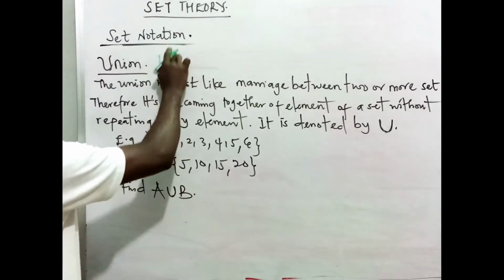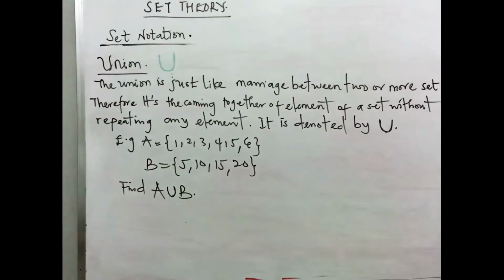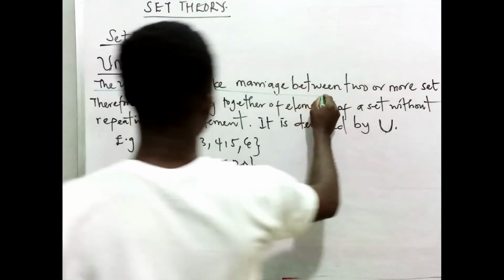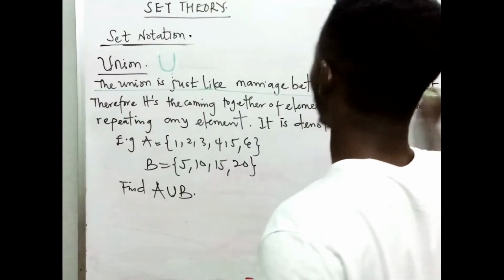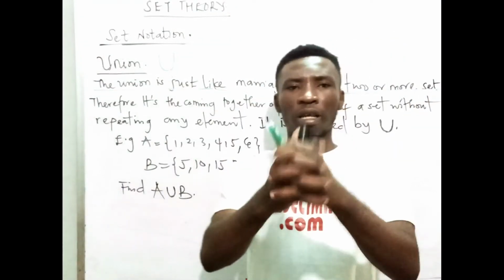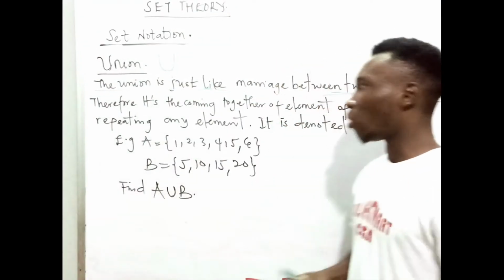So please notice this. The union of your set is denoted with something like U. Any explanation, the union of sets is just like marriage between two or more sets. So it's just like what? Marriage. When I say marriage, it means the coming together of two or more sets.